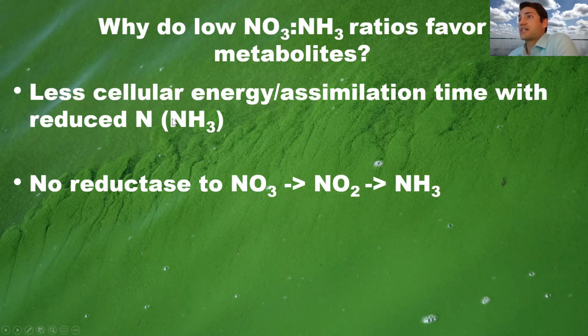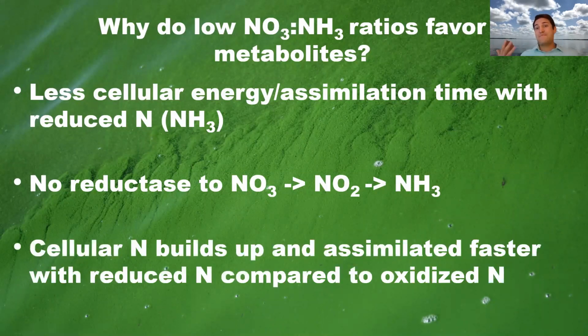So you don't need reductase if it's already in this form. You don't need nitrate or nitrite reductase. So one reason would be, well, maybe nitrogen just builds up faster, gets assimilated faster. Again, nitrogen-rich metabolite in terms of the toxin. You have more nitrogen. What are you going to do with it? Maybe you put more of this metabolite out because you just have so much nitrogen, especially when the reduced form is there.